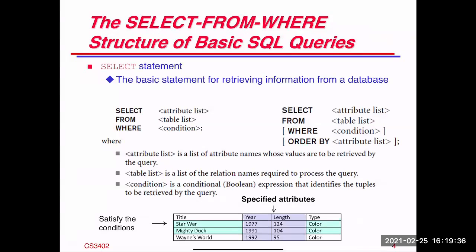And last time we talked about the basic structure of select statements. So we have this select from where structure here, right? And after select, we write the attributes that we want to list. Then after from, we write the tables from which we are querying. And after where, we write any conditions that we want to impose on the tuples.